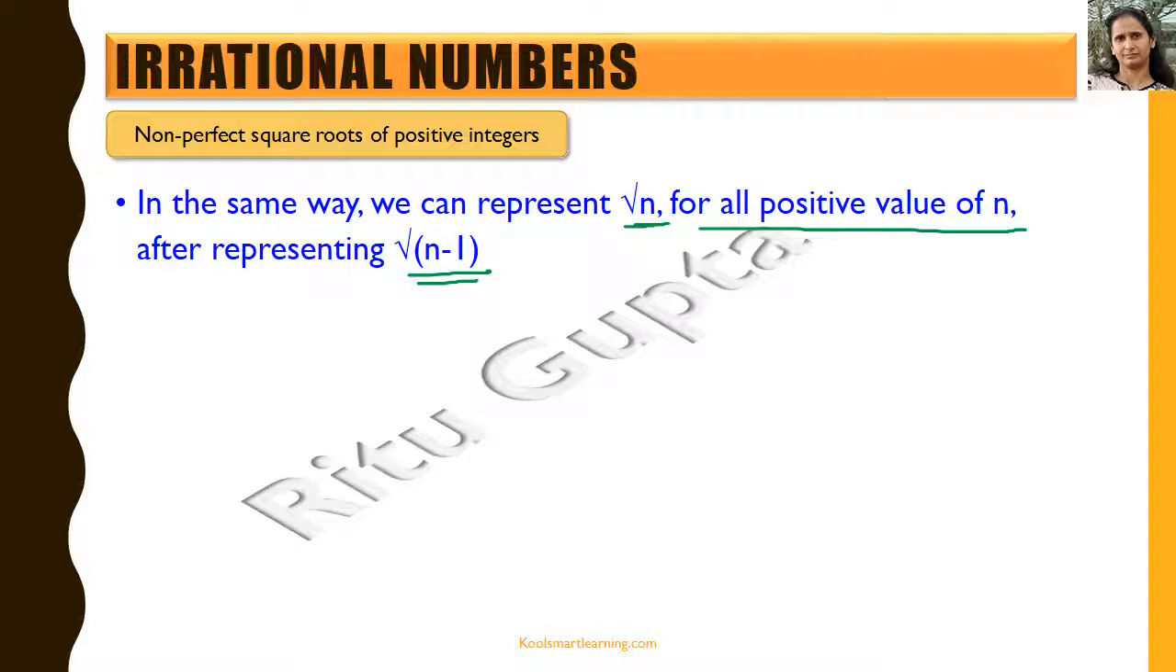So we are saying when we are able to represent root n minus 1, we can take that as the base and we can draw a perpendicular of height 1 and then join those 2 points. The hypotenuse of that triangle will become square root of n. So same way as we did for square root of 3 when we knew the square root of 2. So with that as the base and 1 as the height, we can draw root n.